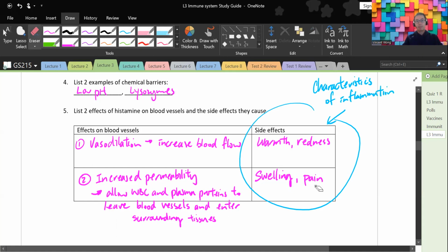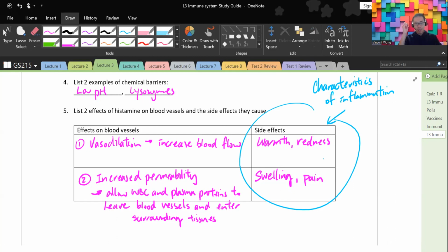Okay, the kind of pain associated with inflammation is usually described as throbbing pain. If you feel like it's pulsating. If you have ever had a cut in the finger, like when you're sleeping at night, you can feel almost the heartbeat in the finger, right? That pulsating pain is characteristic of inflammation.